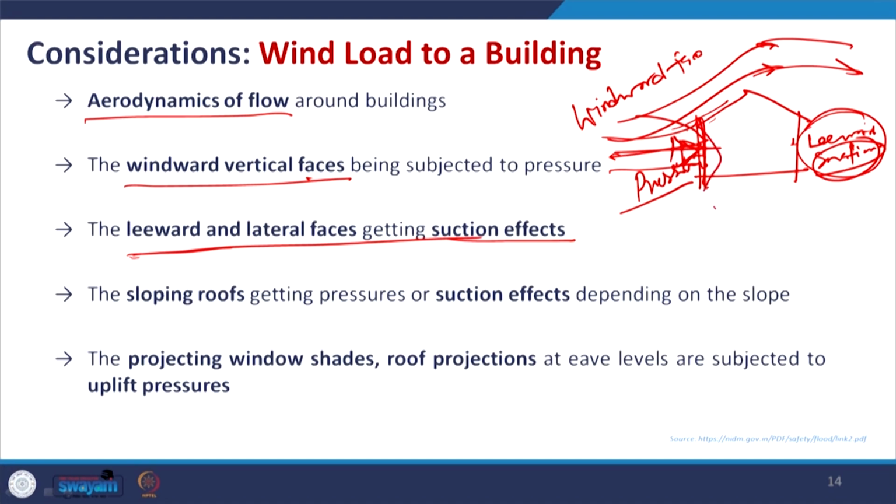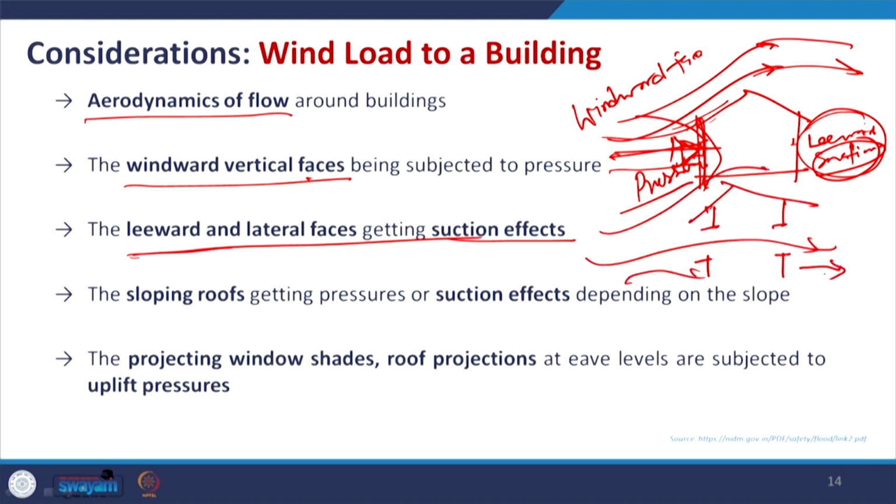Now, in comparison, if you have a building something like this, where the openings are parallel and wind can easily pass through, and the openings are quite big enough, that will be a little better situation. But that may also create suction at this roof, and roof upliftment may occur. The sloping roof gets pressure or suction effect depending on the slope, as I already mentioned.